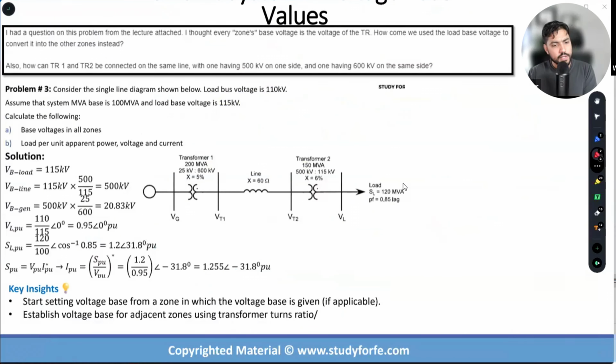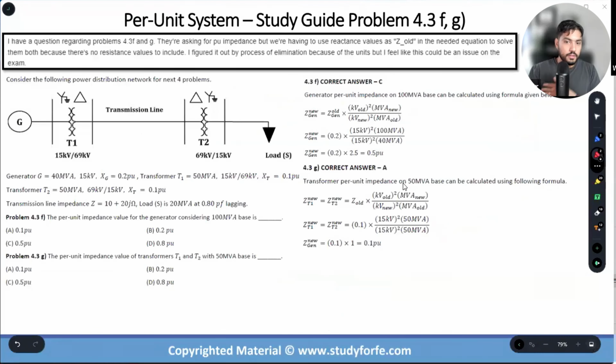So these are the key insights. Start setting the voltage base from a zone in which the voltage base is given, if applicable. Establish the voltage base for adjacent zones using transformer turns ratio. Okay, so these are the prompts and fairly simple, straightforward. It looks like there's a lot going on here, but to be honest, it's very simple, straightforward.